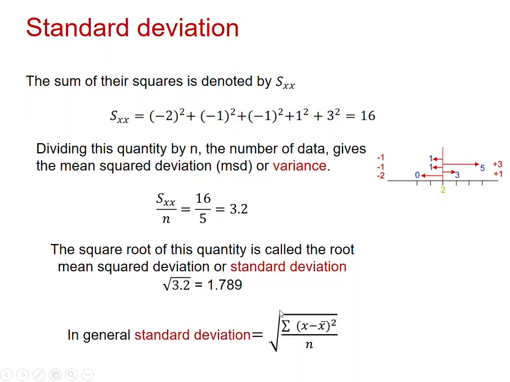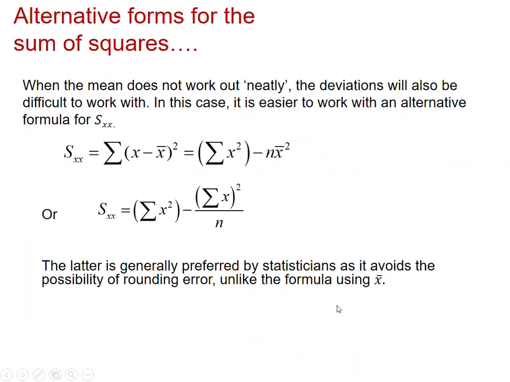So here's the general formula for standard deviation: the sum of x minus x bar squared over n, all square rooted. There are other formulas, however, that we can use for finding SXX, and these two are the most common. The lower one is generally the one that you'll see because it prevents any rounding errors with the mean here.